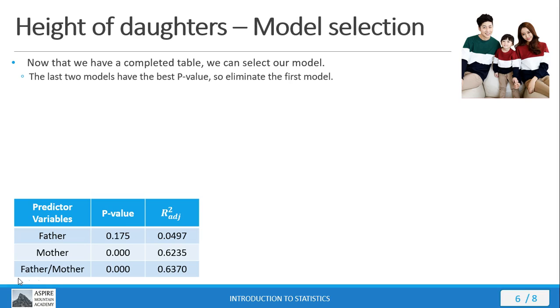The last two models have the best p-value. So they have a p-value of 0. The other model that's left, the first one we made for the father, has a non-zero p-value. So we're just going to eliminate that from our consideration right from the get-go.